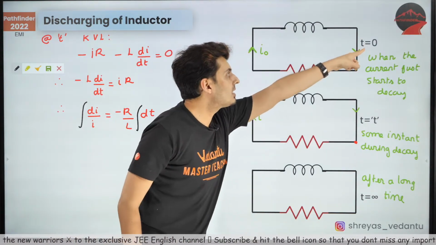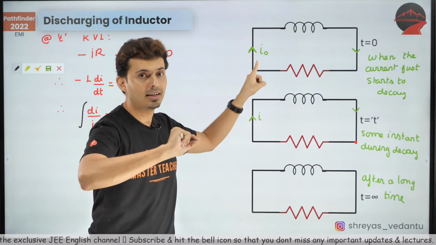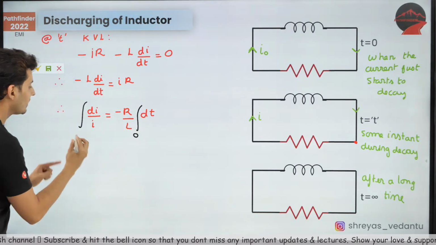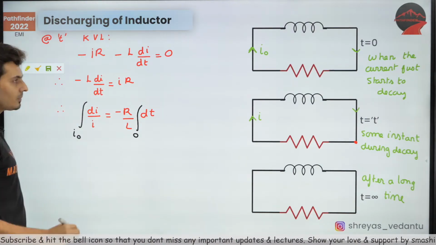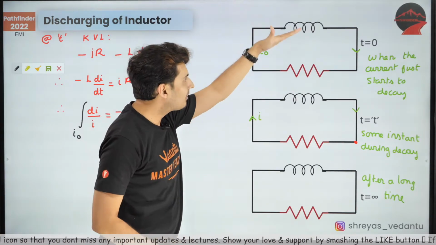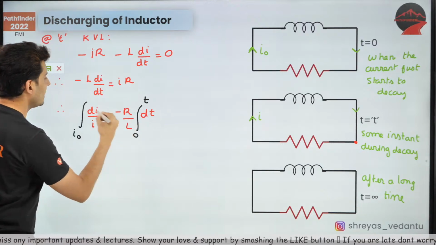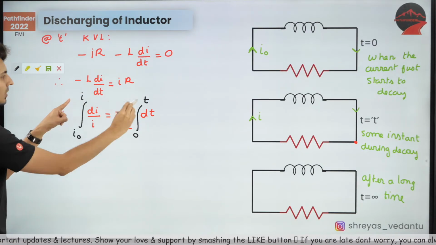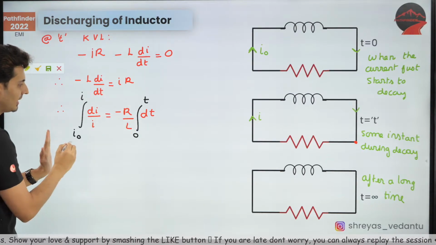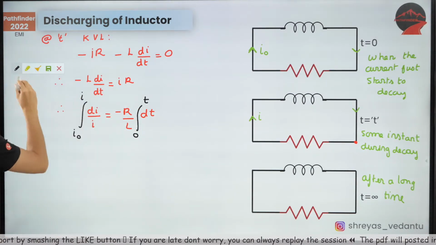See, at time 0 the current was already established and it was already present and it was given to be I naught. So when the time was 0, the current was I naught. But after some time t, the current is I. So at some time t, the current is I. So those become the corresponding limits. So always it should be corresponding. So when time is 0, what's the current? When time is t, what should be the current? So just put it like that.